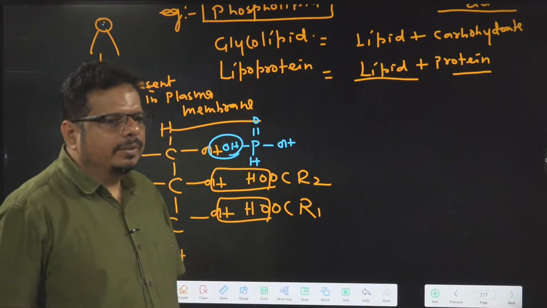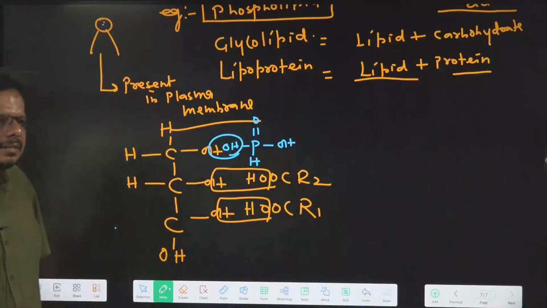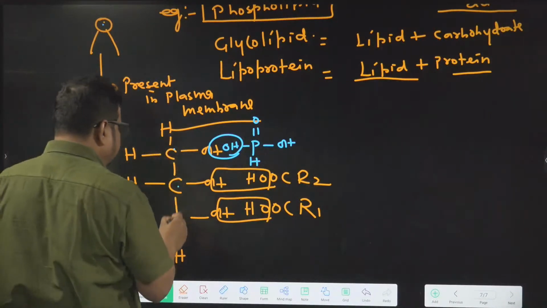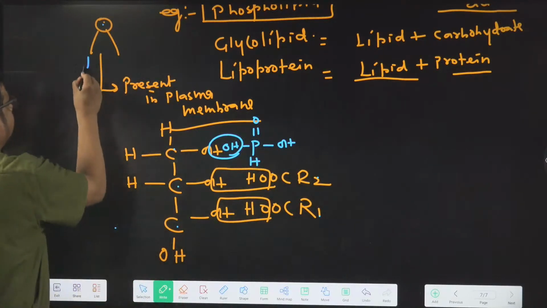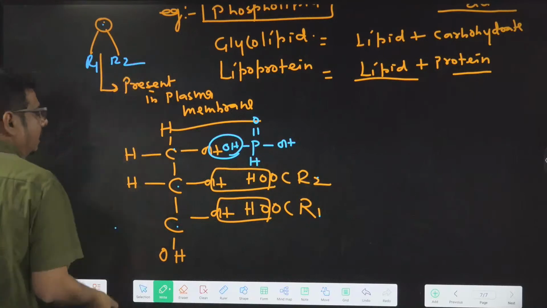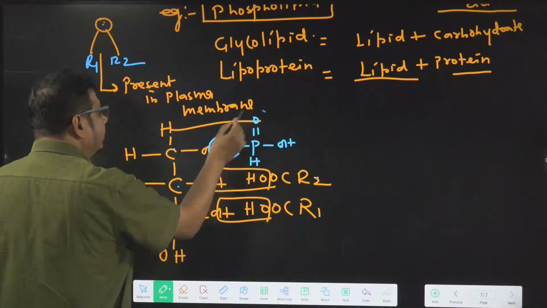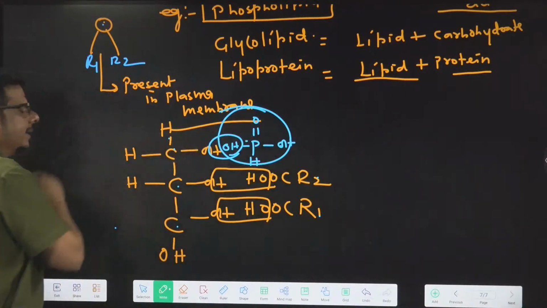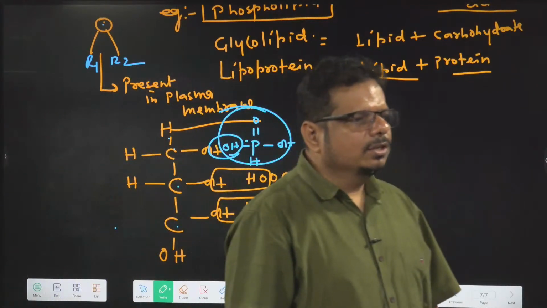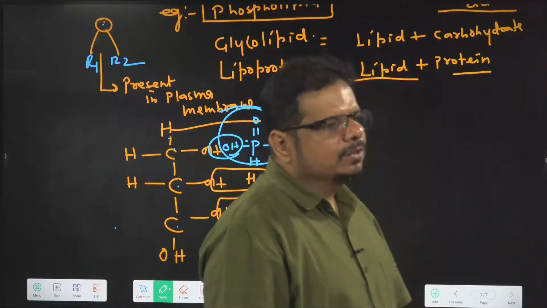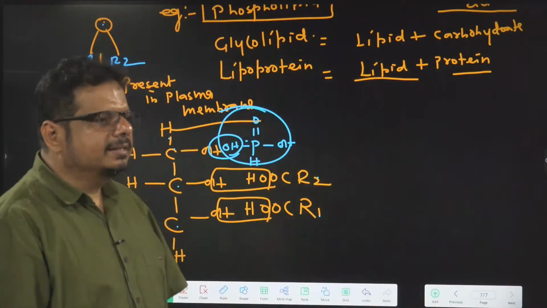So how the phospholipid is forming in its structure, you got it? This is the glycerol. With this glycerol, 1 chain of fatty acid, 2 chains of fatty acid, it is R1, it is R2. And in place of another chain of fatty acid, phosphoric acid is joining. And then it produces which lipid? Phospholipid. So how the phospholipid is produced, you understand the idea or not?